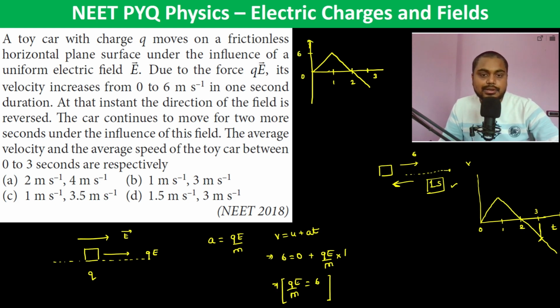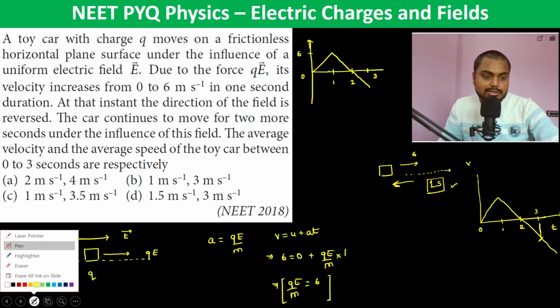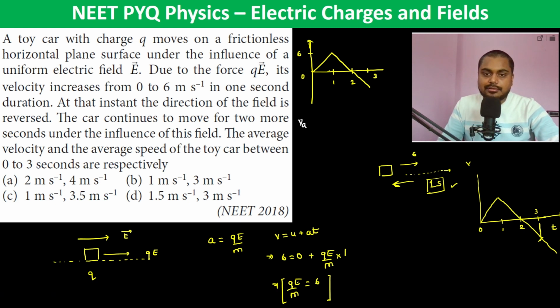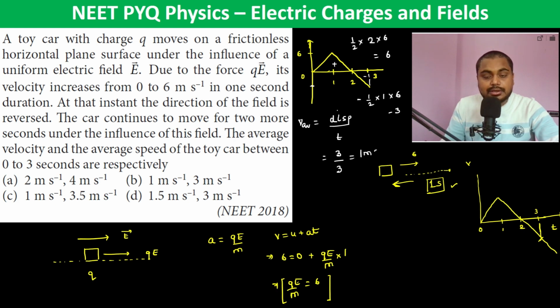So now we have to find the average velocity. Now what is the formula for average velocity? Velocity average is equal to total displacement divided by total time. तो total displacement क्या हुआ? तो इधर देखिए, half into base 2 into 6 positive, इधर negative है, half into base 1 into height 6, ठीक है, negative. तो ये कितना हो गया 6, ये हो गया -3. So this is 3 divided by 3, this is 1 meter per second.